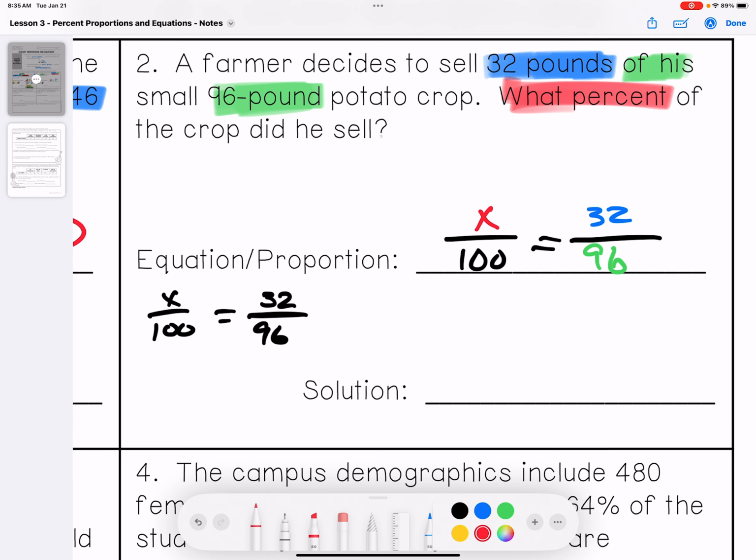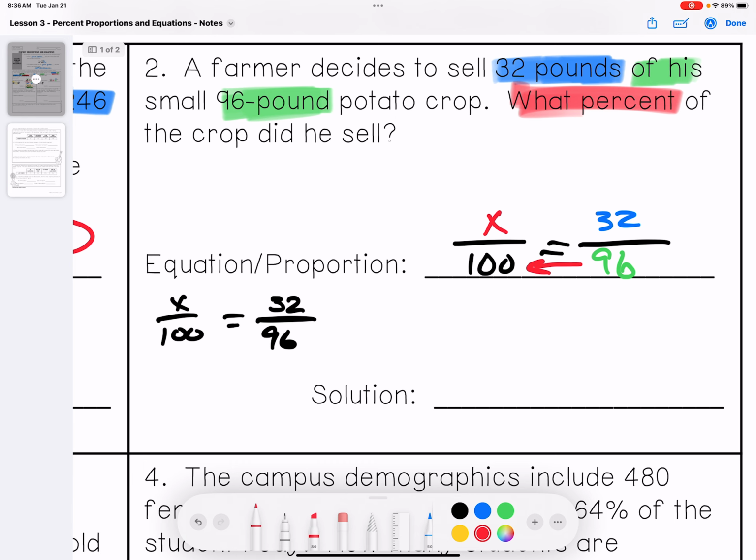How do we go from 96 to 100? I don't know. No ideas? Yeah, I don't either. Now, let's go over here and do the butterfly. And then we'll come back to that.